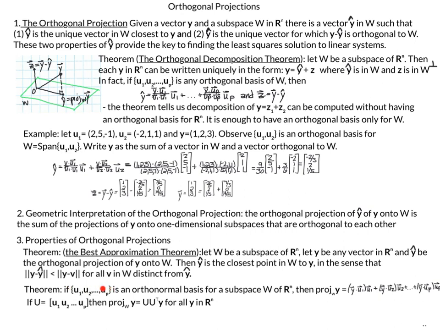Last we have this theorem. If U1, U2 up to UP is an orthonormal basis for a subspace W of R^n, then the projection of Y onto W is equal to this formula here: Y dot U1 times U1 plus Y dot U2 times U2 up to Y dot UP times UP. Which gives us, if U is the matrix with column vectors U1, U2 up to UP, then the projection of Y onto W is equal to U U transpose Y for all Y in R^n.